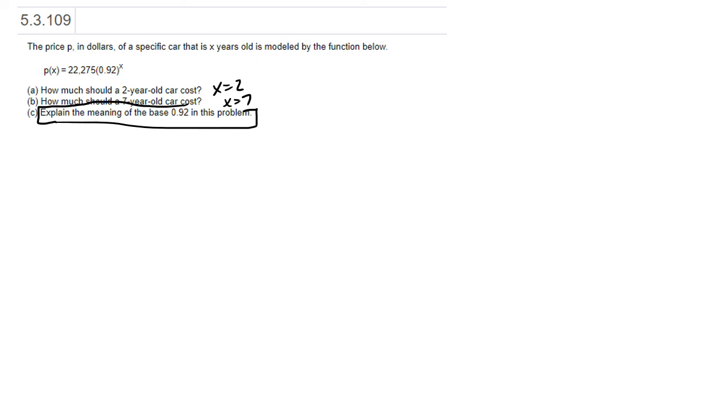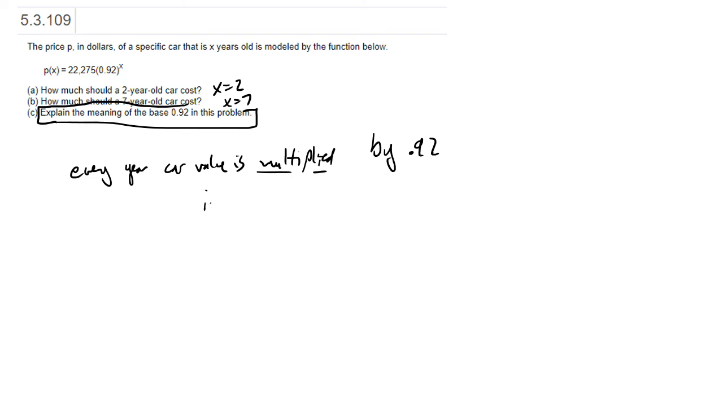Okay, the meaning of the base 0.92 is that every year the car value is multiplied by 0.92. Okay, if I have 0.92 to the x, that represents multiply by 0.92 over and over and over again. In other words, the car loses 8% of its value every year. If it keeps 92% of its value, it loses 8%. Okay, otherwise, part A and part B are just plug and chug.